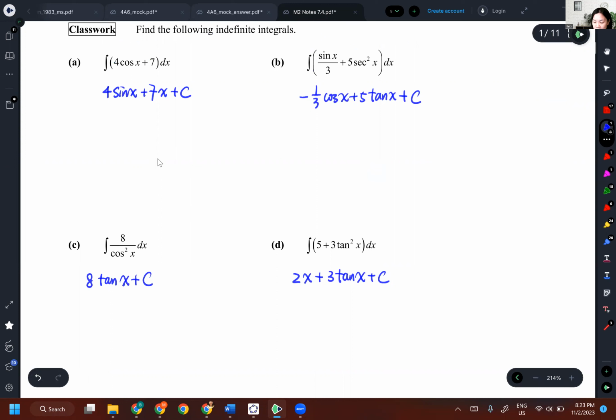The answers are: 4 sine x plus 7x plus c; negative 1 over 3 cosine x plus 5 tangent x plus c; 8 tangent x plus c; and 2x plus 3 tangent x plus c. Let me know if your answer is different.